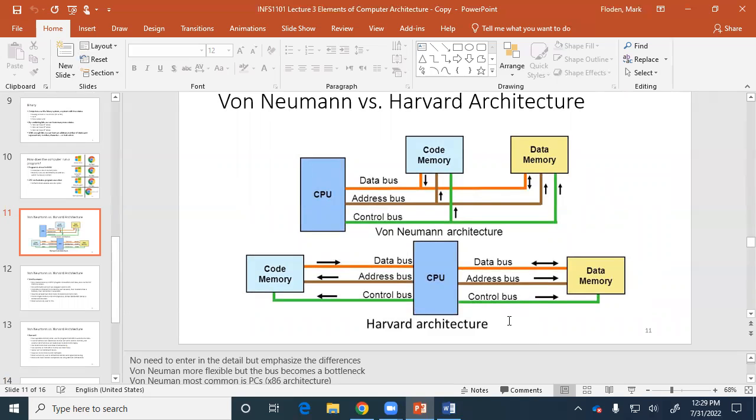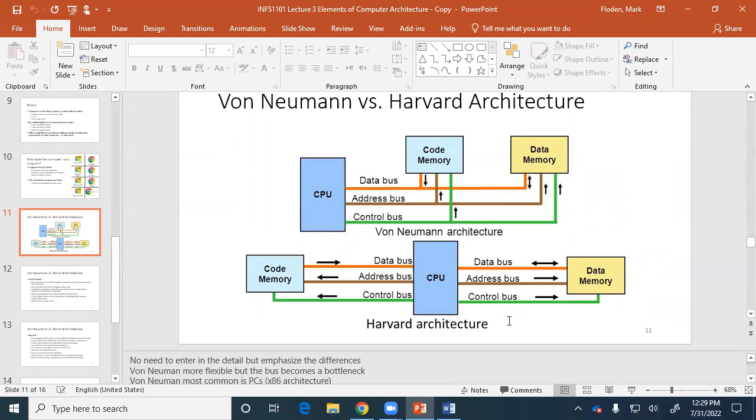From the point of view of a student, I suppose, this is dry theory. Why do I care about that? Well, it's going to come up in a test, right? So what would be the question that would come up in the test? It'd be, okay, what's the difference between a Harvard and a Von Neumann architecture?